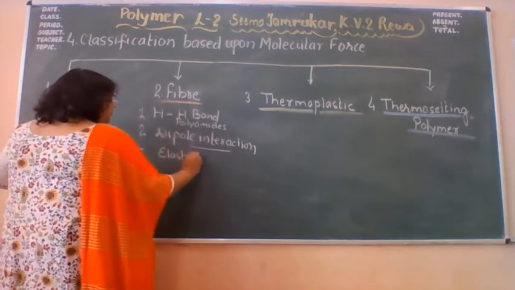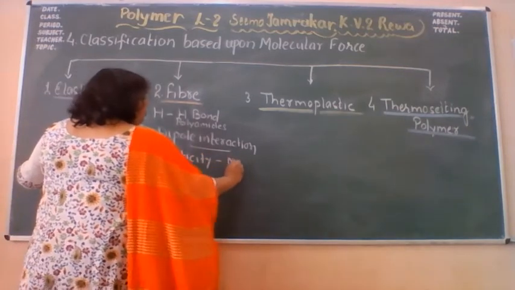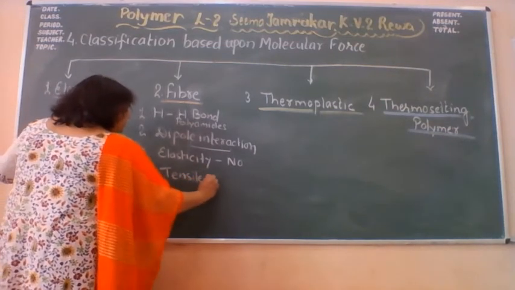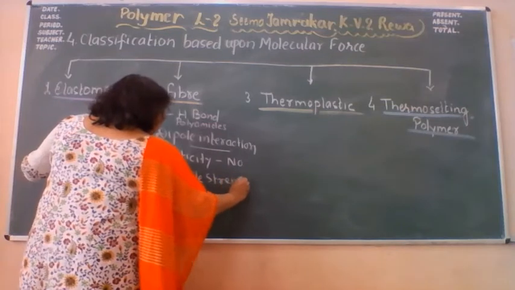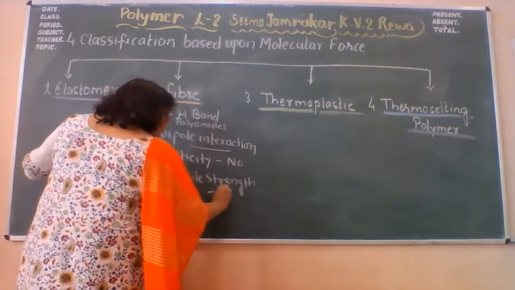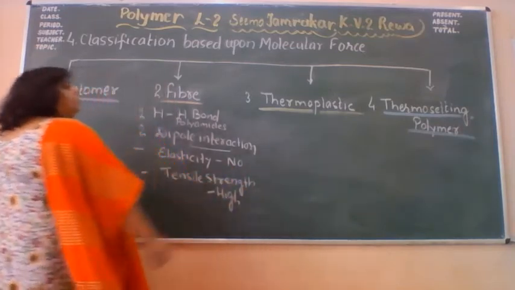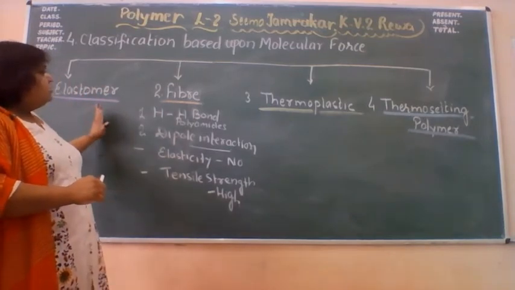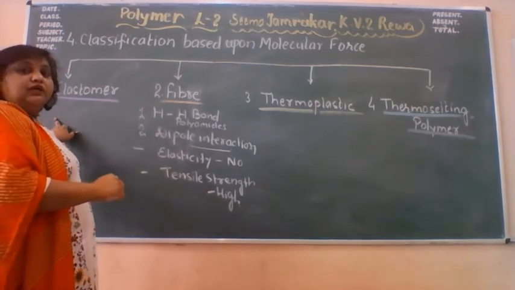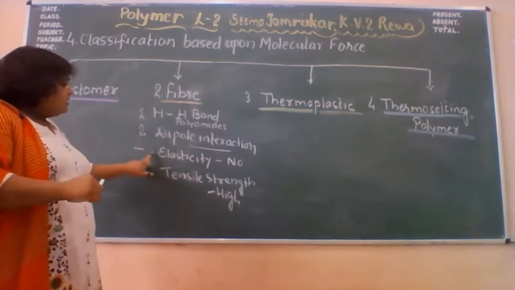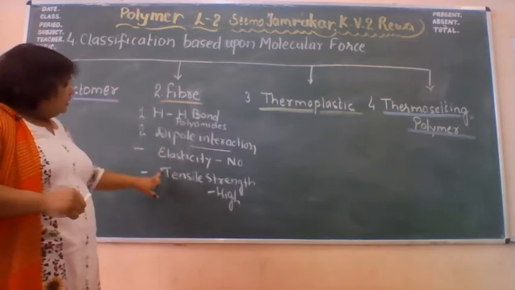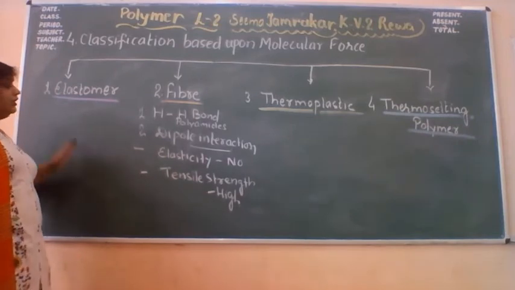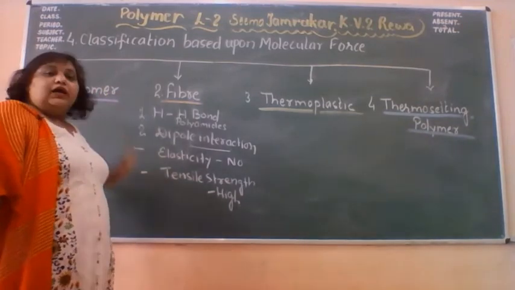Elasticity, no, but it shows high tensile strength. This is very high in the case of the fibers, right. So here we can compare the elastomers, the nature of bond, hydrogen bonding, in the case van der Waals force is there. Elasticity, this is highly elastic. Tensile strength, it has the very weak tensile strength. This is the comparison between the elastomer and the fibers.